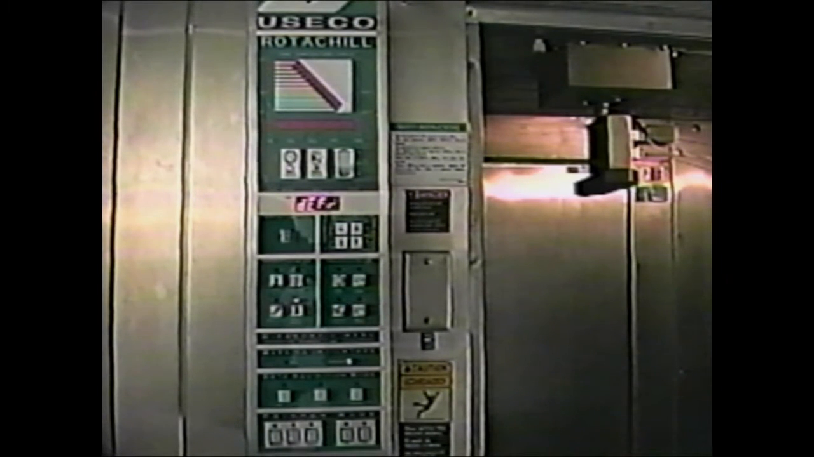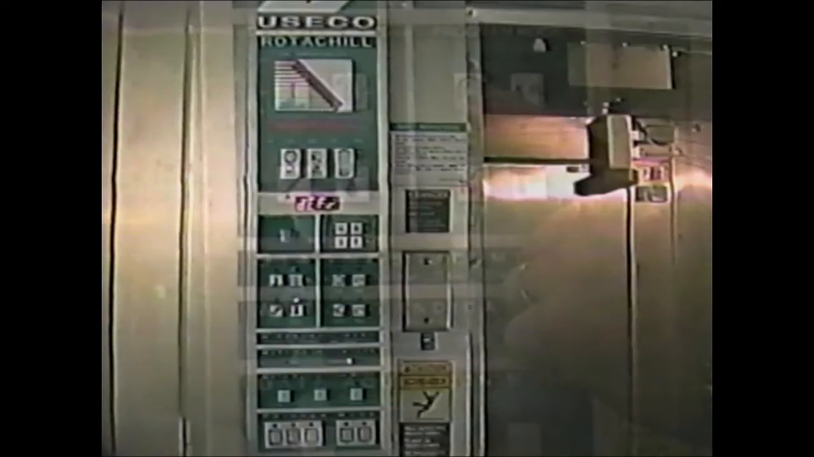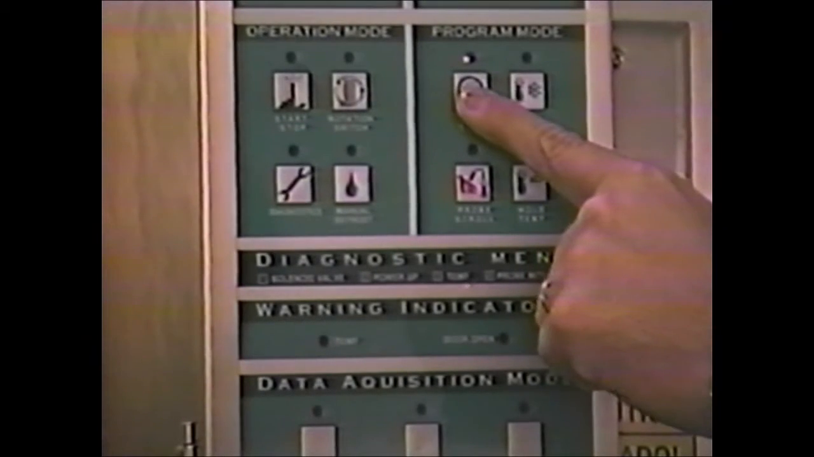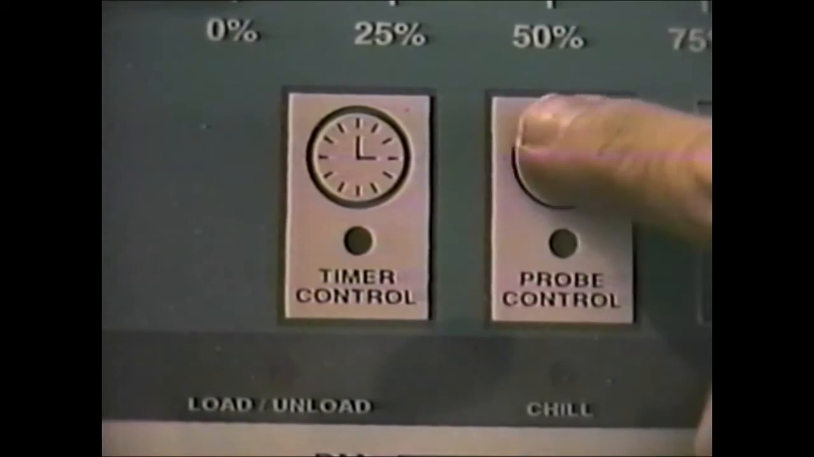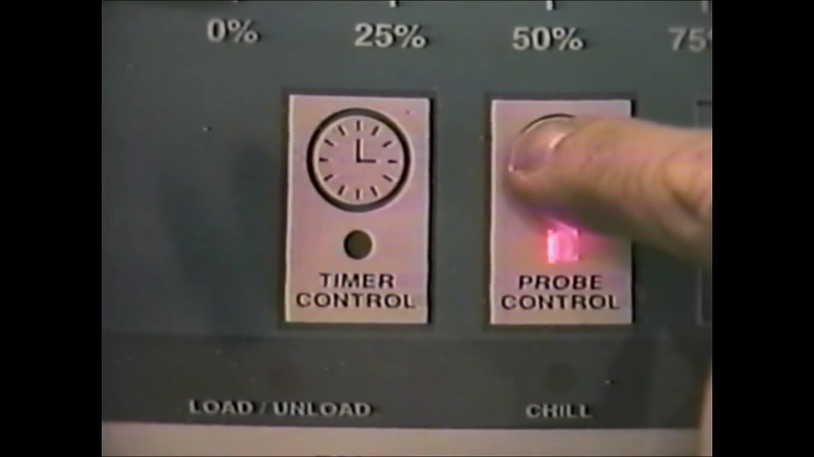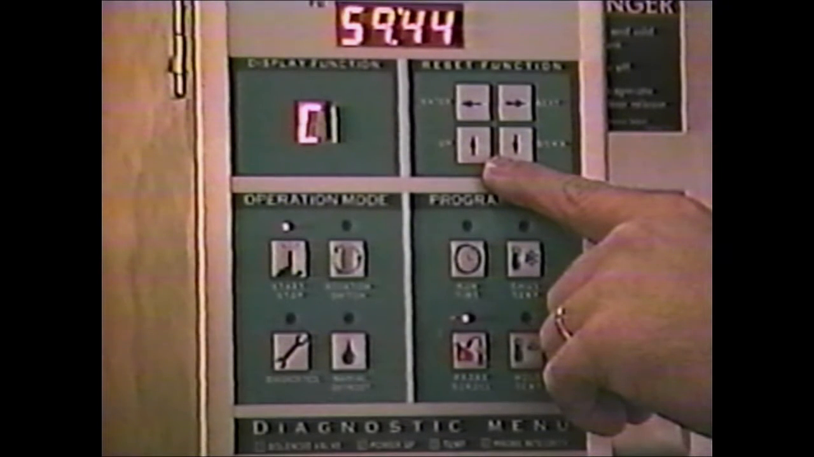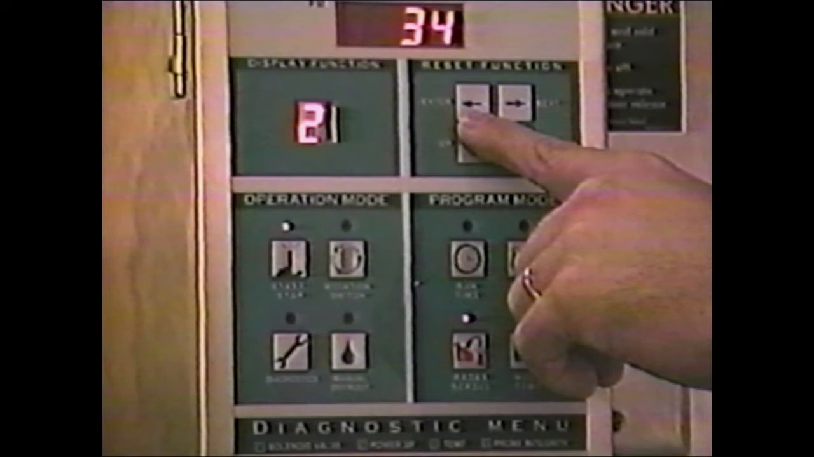The control panel is programmed before shipping from the factory. If you wish to change any of the factory settings, use the program mode to do so. The program mode section of the control panel has 4 keys. The runtime key is used to change the maximum length of time for the chill cycle. The runtime setting is set for timer controlled and probe controlled modes. Use the up or down arrow key to change the runtime setting. Then press the enter key to confirm the setting.